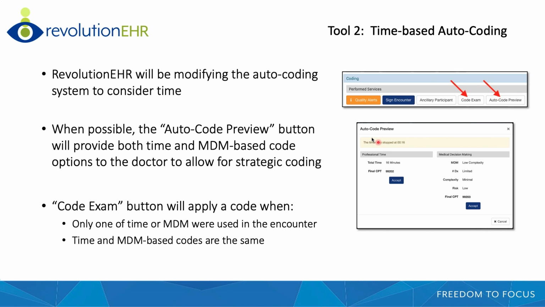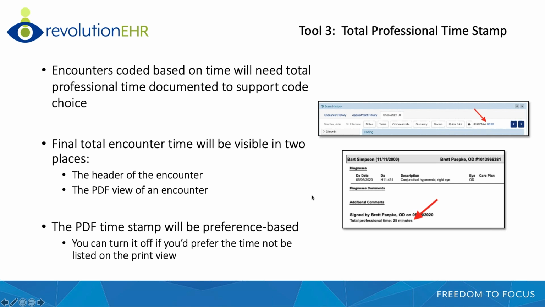Now, Code Exam, in the present day, simply applies the applicable code to the encounter. And it's going to continue to do that in certain scenarios. For example, if you only use one of these approaches and there's only one possible code, it'll put that code on there for you. And if you use both approaches and the code is the same, then it'll apply the code. But what we didn't want to do is assume in a scenario like this that you're always going to want the higher code. We didn't want to make that assumption on your behalf. So in instances where the code is different, using the Code Exam button will present this window for you and let you know that there's a difference and actually give you the ability to make the decision about which one you'd like to use.